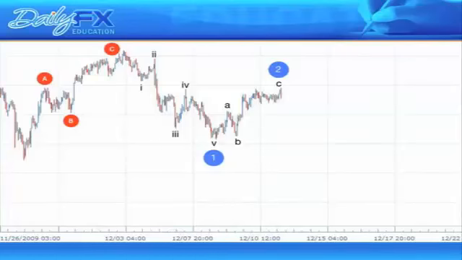This is another example where we can point out the fractal nature of markets. As you look at a smaller and smaller time frame, you'll notice that each wave can be broken down into smaller 5 or 3-wave moves.